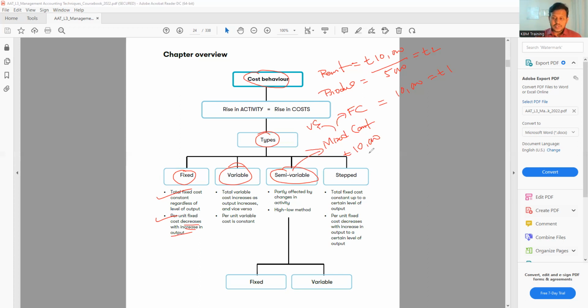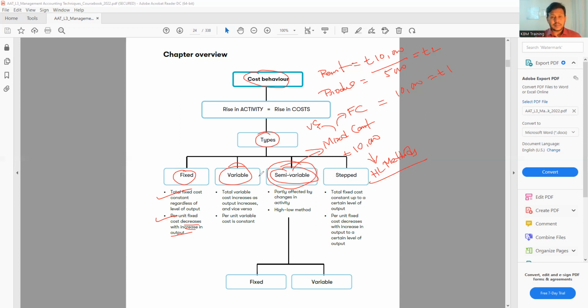We need to use a technique called the high-low method. Later in this chapter, we're going to see how to calculate the high-low method. But for the time being, we understand that semi-variable cost means a portion of fixed cost and a portion of variable cost together.